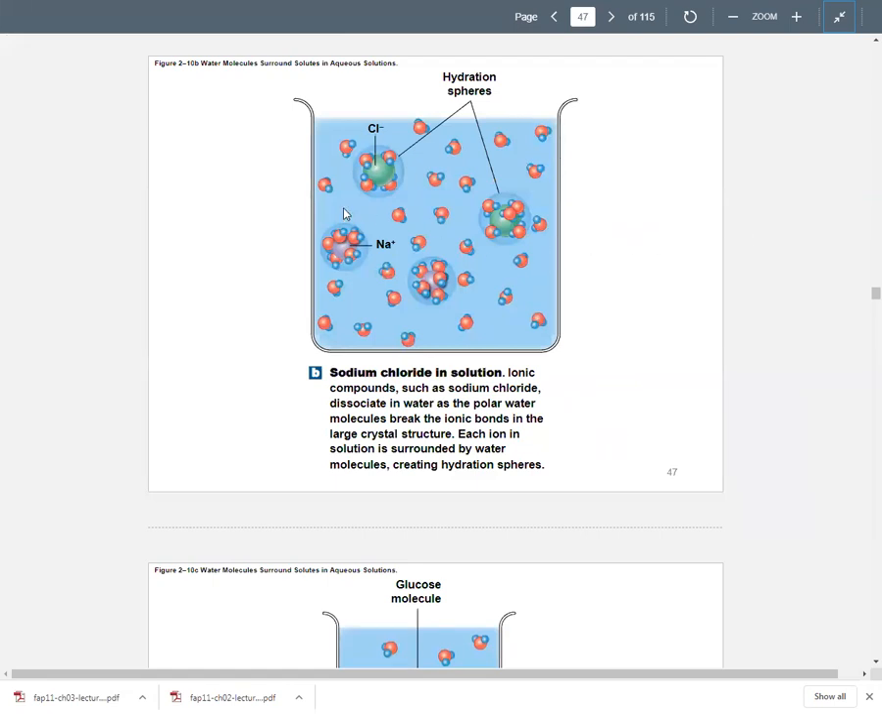Here's an example of the hydration spheres. Chloride is negatively charged, so the positive hydrogens are going to surround the negative chloride ions. The sodium ion is positively charged, so the negatively charged oxygens are going to surround the positively charged sodium ions, and it keeps these ions in solution.